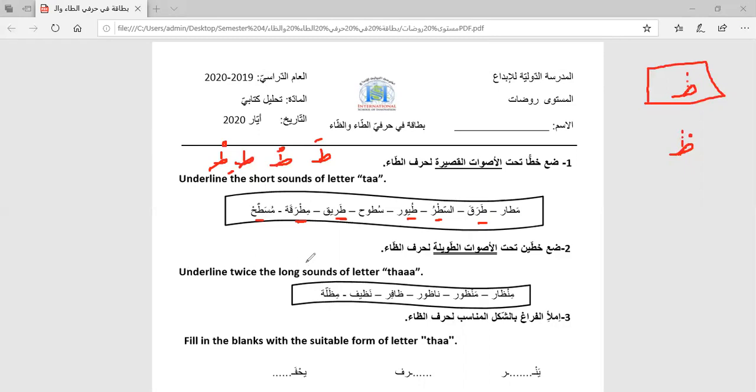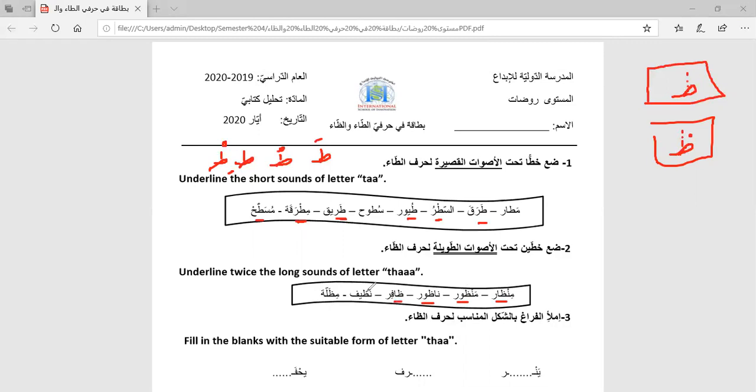Now, underline twice the long sounds of letter tha. So here I want tha, not ta. So tha is the letter that is with the dot, okay? Underline twice the long sounds of letter tha. Here, where is the letter tha? This is tha. It doesn't have any short sound above or below it. So we have tha plus a, tha. Here, thu, because tha plus wa. Also here, thu. Also here, tha plus a, tha.